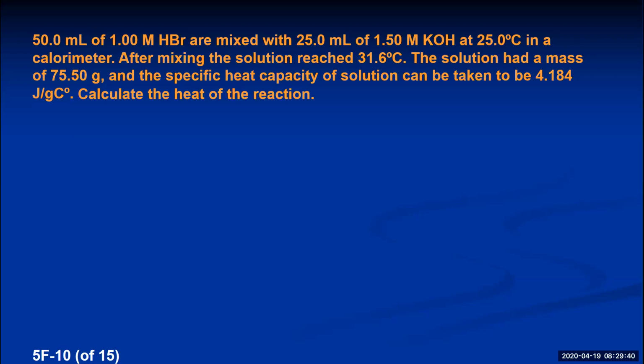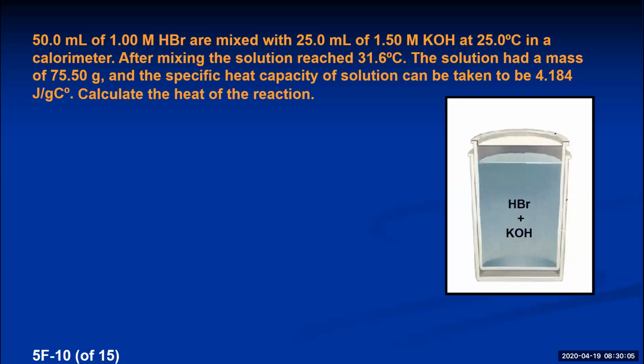After mixing, the solution's temperature reaches 31.6 degrees Celsius. The solution had a mass of 75.50 grams, and the specific heat capacity of the solution can be taken to be 4.184 joules per gram Celsius degrees, which is the heat capacity of pure water. We're going to see if we can calculate the heat of the reaction.